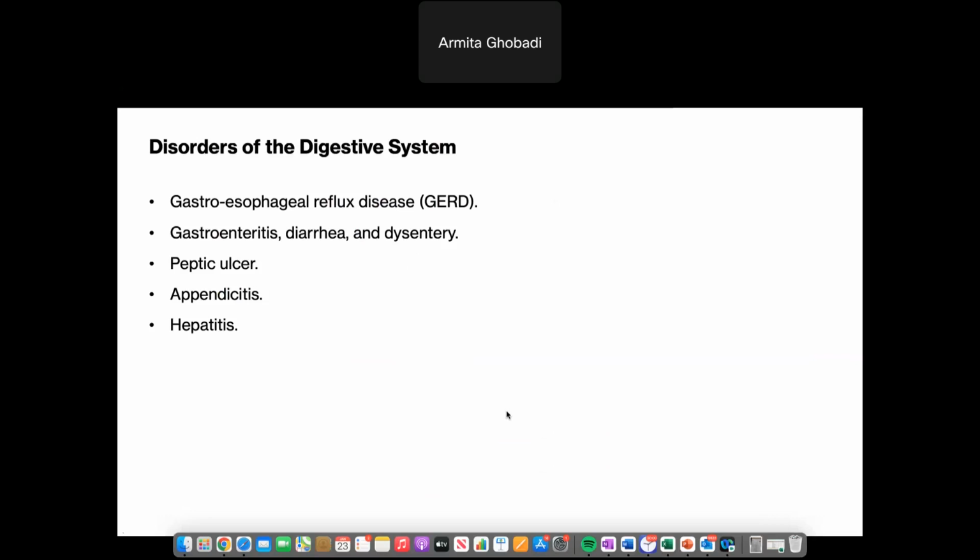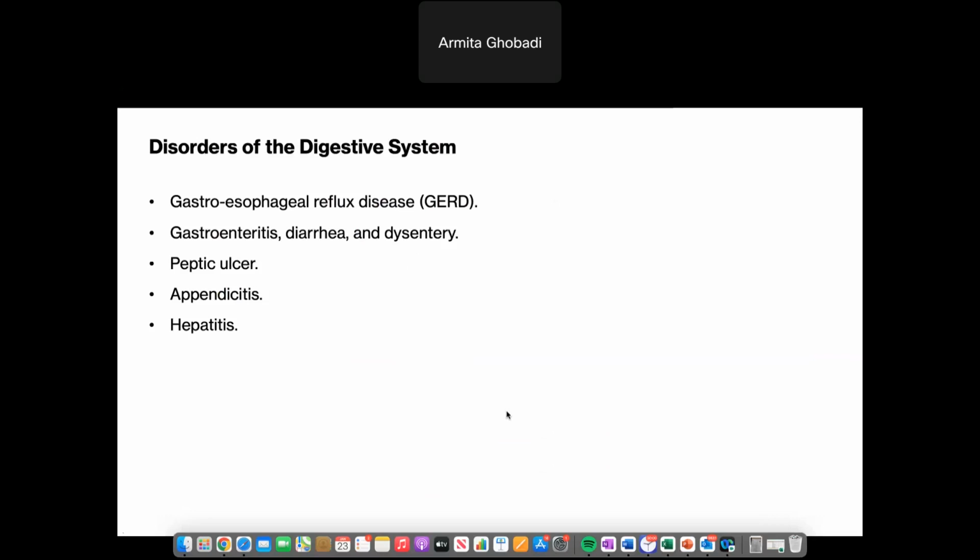Another one is gastroenteritis, diarrhea and dysentery, which we don't like. I guess you already know about diarrhea. Dysentery is a sort of bloody diarrhea, which I don't want to talk more about. Then comes peptic ulcer. It is when your stomach lining becomes sore, so you have pain because of that.